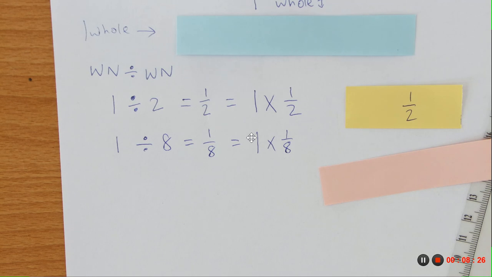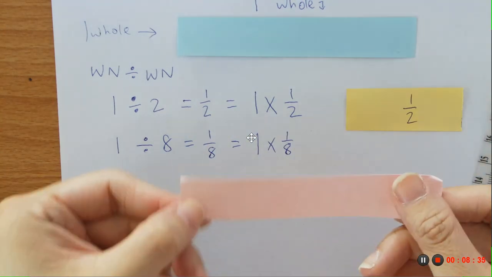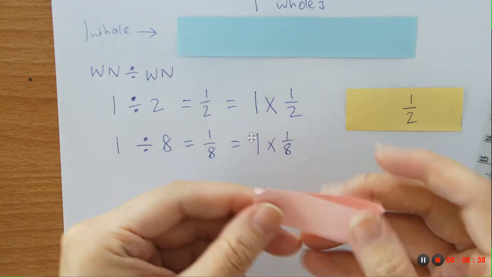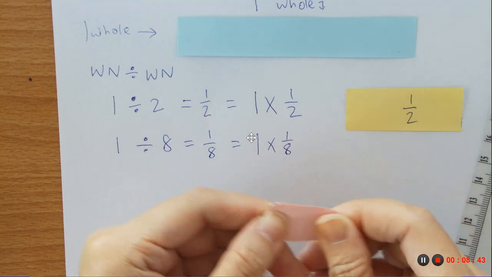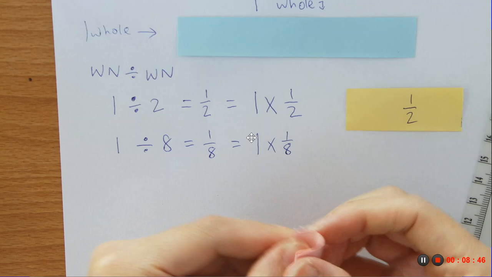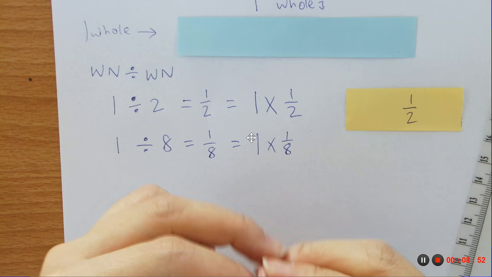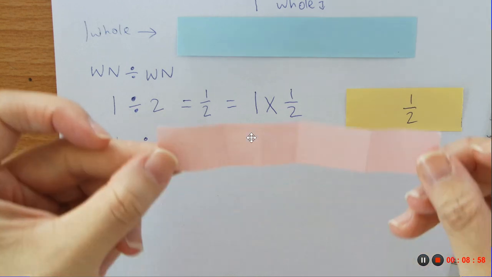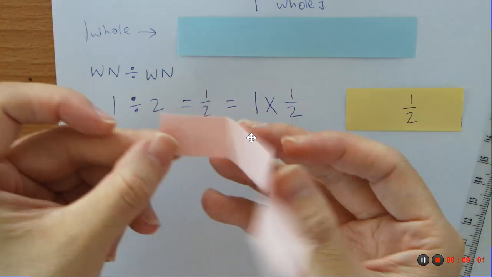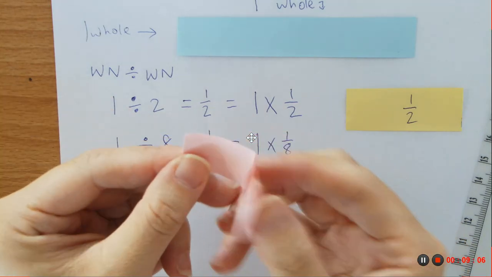Is it possible? Possible. First, I must try to divide this into 8 parts, right? Divide into 8 parts. How many folds is that? You try. 1 whole piece. I fold like that, half first. Then after that I fold again. Then I fold again.